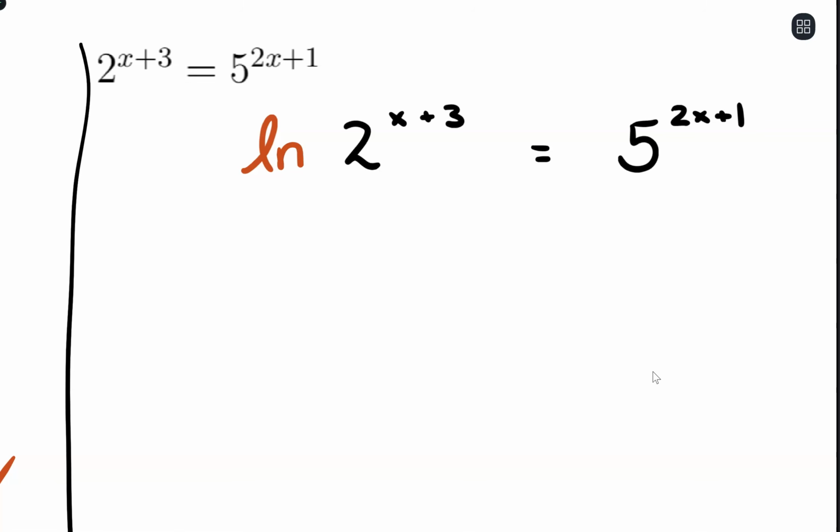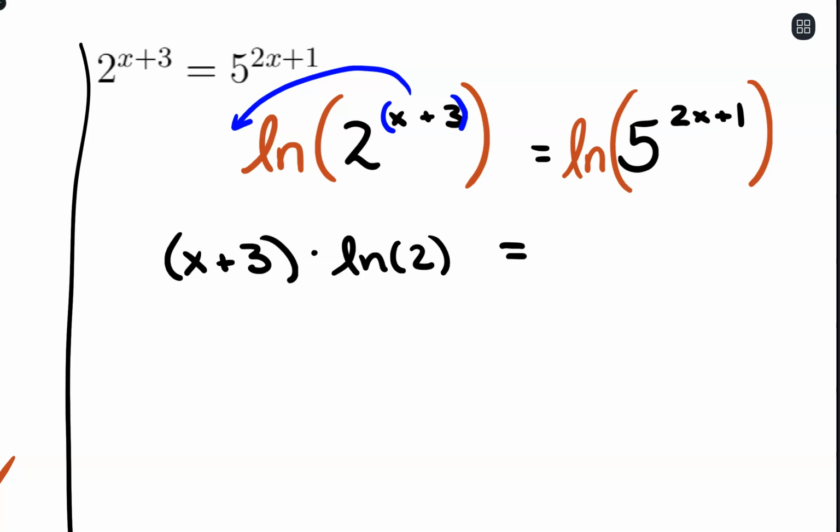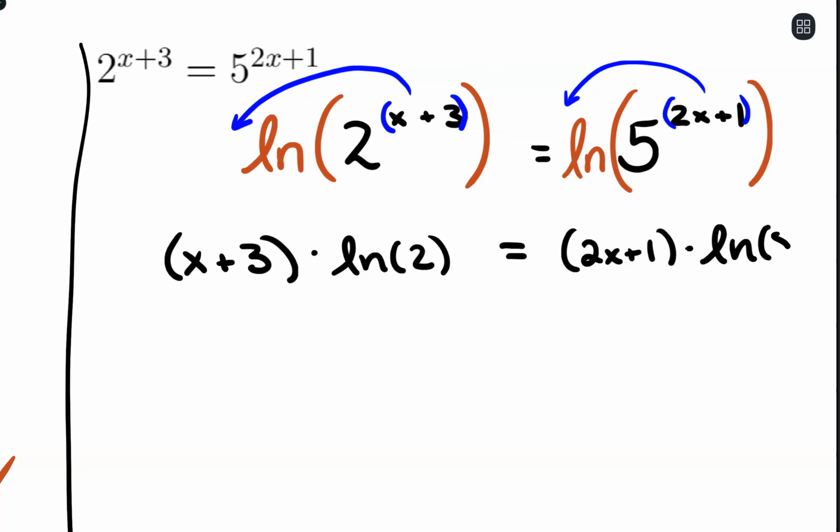So I'm going to take the natural log of the 2 to the x plus 3, and I'm going to take the natural log of 5 to the 2x plus 1. And with that, the exponents come out front, and just notice that with these expressions in the exponent, they get grouped in parentheses and come out front. So in parentheses, I would have x plus 3, and then that's multiplying with natural log of 2. And then equals, and same thing, in parentheses, 2x plus 1 would come out front. So 2x plus 1 times natural log of 5. And now we want to solve for x.